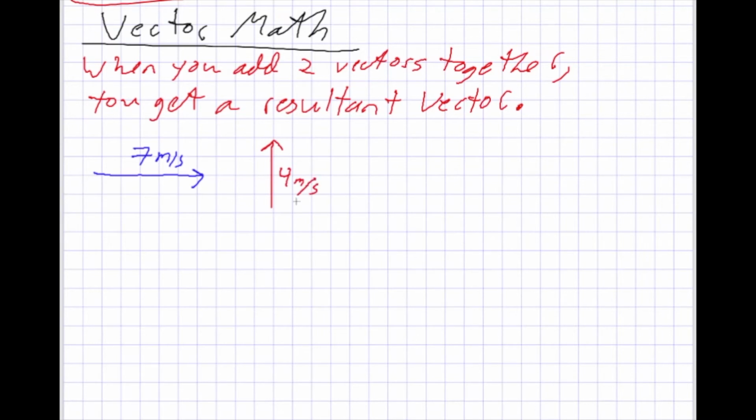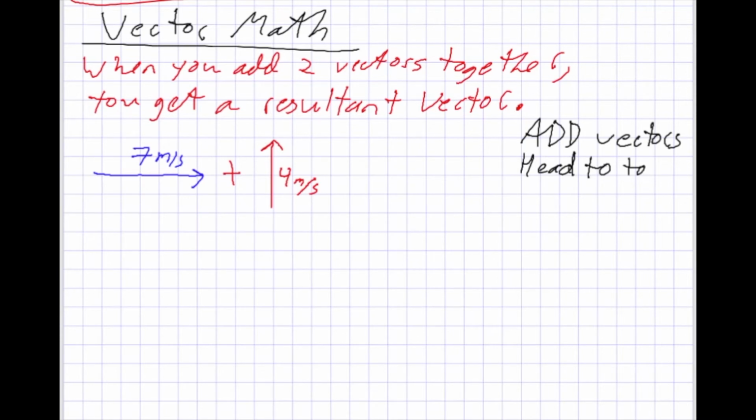So let's say we have these two vectors here. We have one vector pointed to the right, and let's say that that's 7 meters per second. And then we have a second vector pointed up. And we're going to see that this vector is 4 meters per second. If we wanted to add these two vectors together, we would need to use trigonometry because one is pointed to the right, so one is horizontal, and the other is vertical, pointed up.